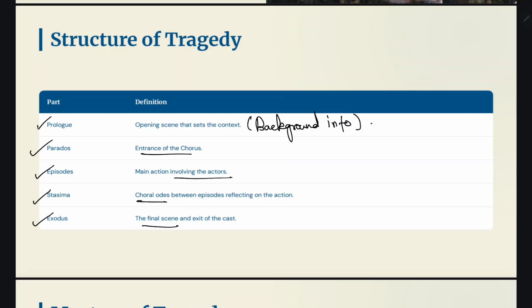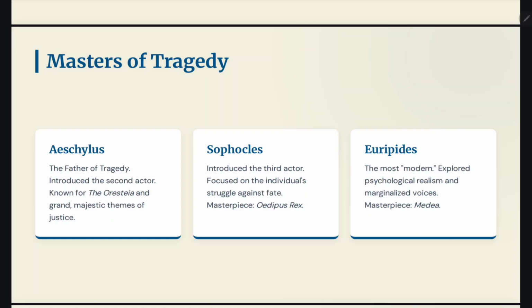So prologue is introduction, episode is the main scene, Stasima is commentary, and Exodus is the ending. Okay scholars, why do you think Greeks used a chorus? In order to explain events, provide commentary, and represent public opinion.